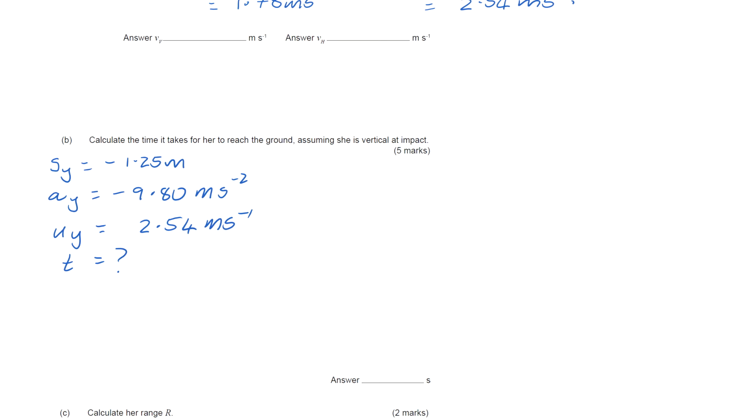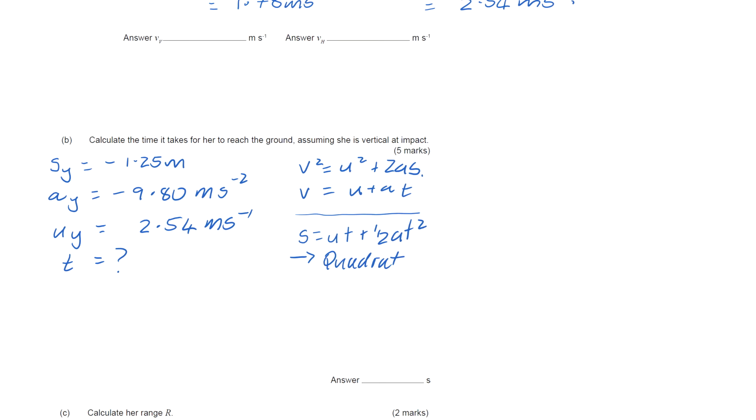Now, if you go through your equations of motion, you've got v squared equals u squared plus 2as. From there, we would find v is equal to u plus at, so we would find the time it takes to get to that particular velocity. So that's one technique. The other technique that can be used is s equals ut plus a half at squared. This will lead you to using the quadratic formula. I would avoid that if I were you, because when you're a bit stressed in an exam, you tend to make mistakes with big equations. So if you can avoid it, do so.